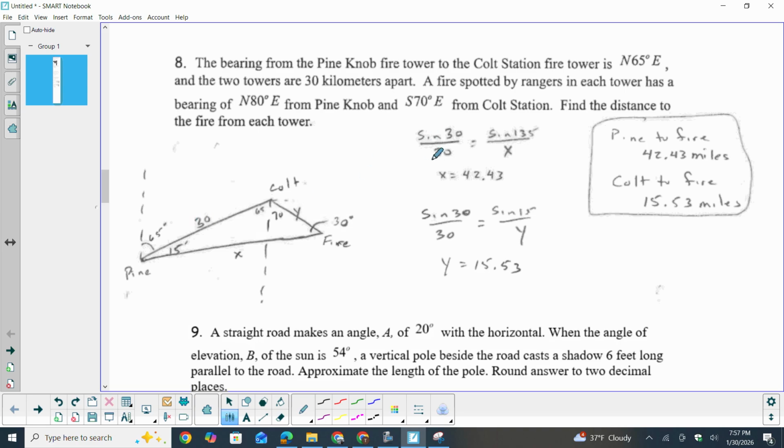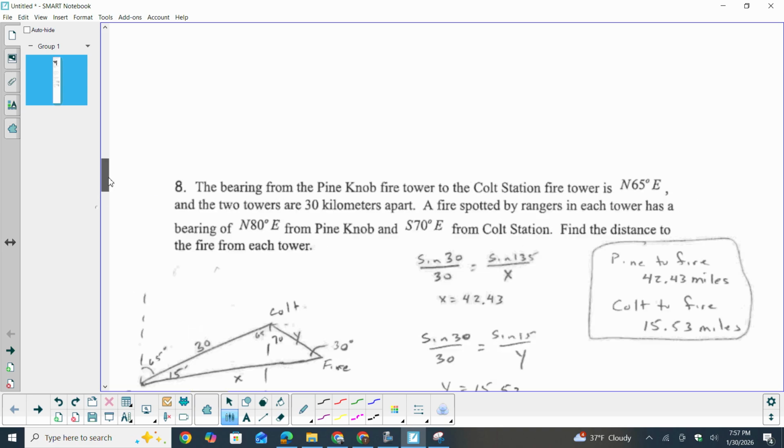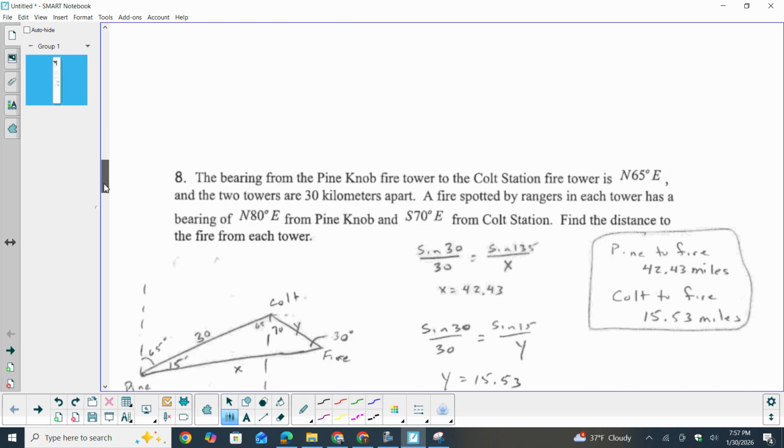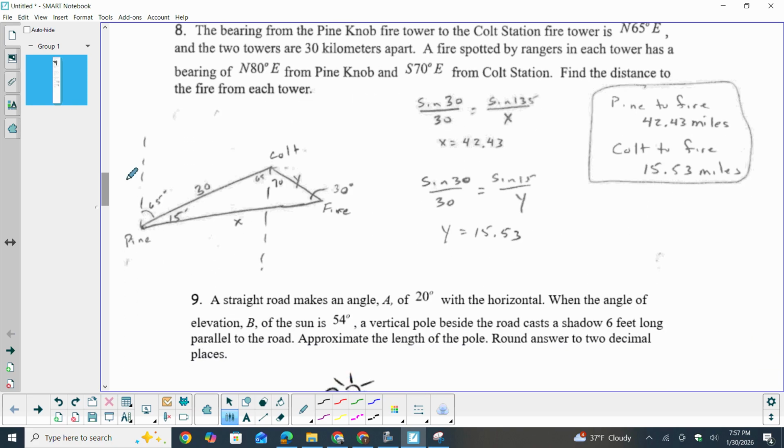Remember, it doesn't matter which one's on top, but whatever's on top over here must be the same over here. In this problem up here, I wrote side length on top, angle on the bottom. Here I wrote the angle on top, and the side length on the bottom. It doesn't matter, as long as from one side of the equal sign to the other, you are consistent.